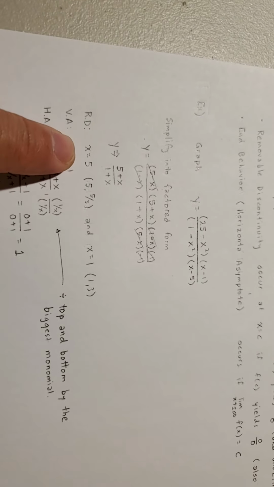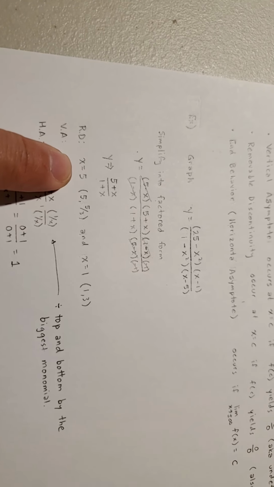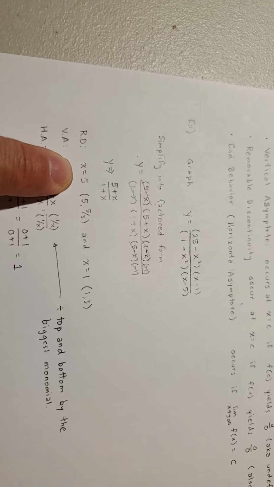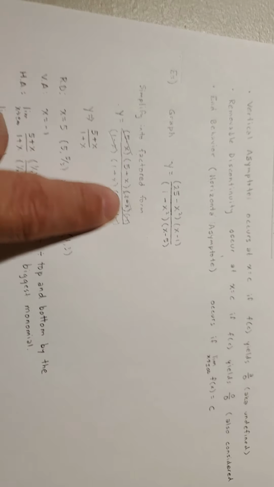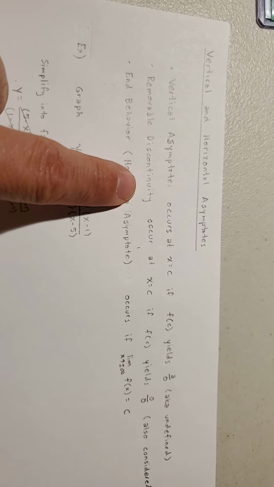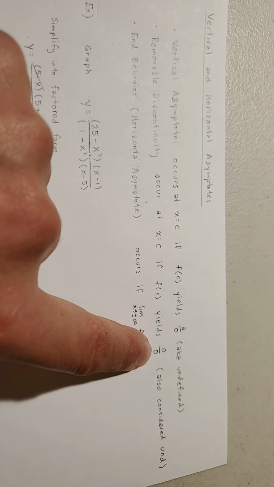Nonetheless, we'll go ahead and go through our characteristics as we did back in Algebra 2. First, we're going to look at where the graph is going to be undefined, having a removable discontinuity. Now, if you remember from earlier, we said that the removable discontinuity occurs at x equals c if f of c yields 0 over 0.